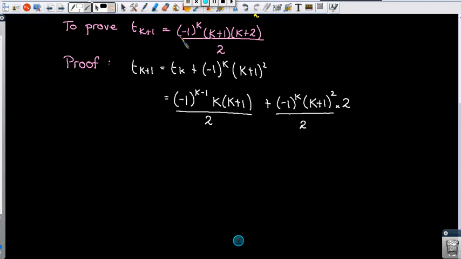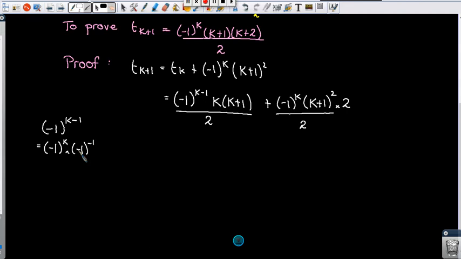Minus 1 times k. So I've got a minus 1 to the k here, but this is a minus 1 to the k take 1. If only it was minus 1 to the k. You can split it apart. Now, do you agree? Minus 1 to the k take 1 is the same as minus 1 to the k times minus 1 to the minus 1.